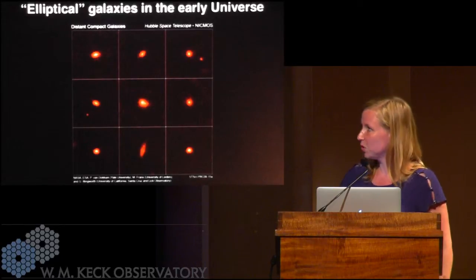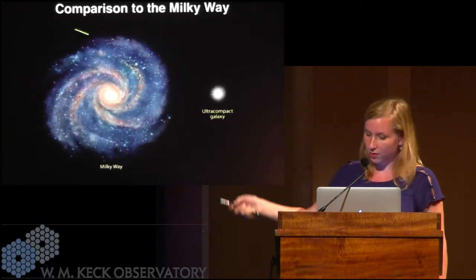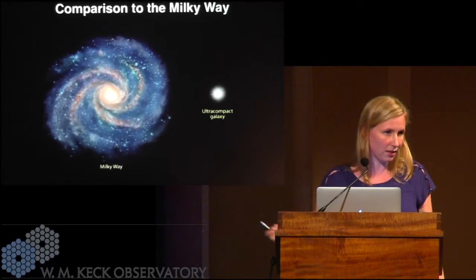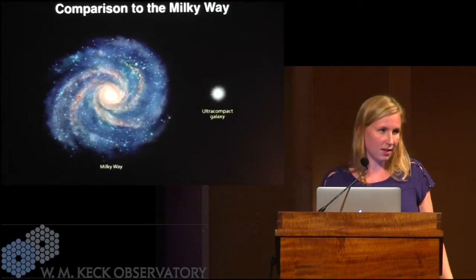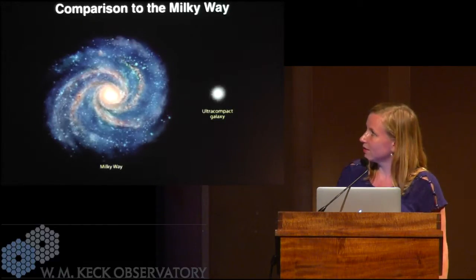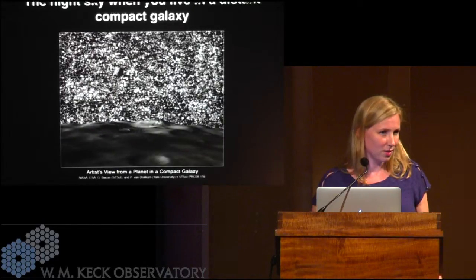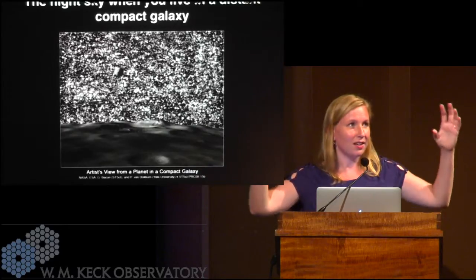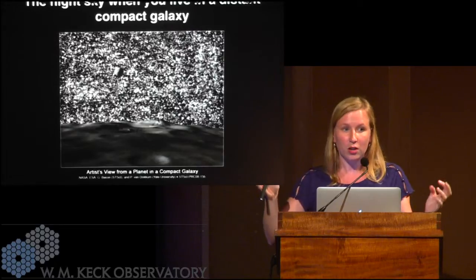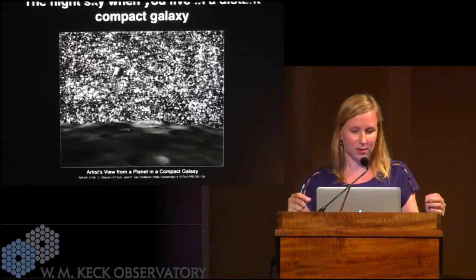So just to show you a comparison with our Milky Way, imagine you put all those stars here in the Milky Way in this tiny galaxy. That's how compact they are, and that's how dense they are. So what happens if you live in such an ultra-compact galaxy? Well, this is how your sky looks. It's completely filled with stars, where it almost doesn't get dark, because there are so many stars packed in such a small galaxy.